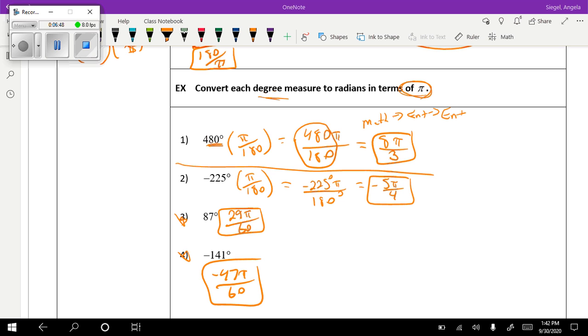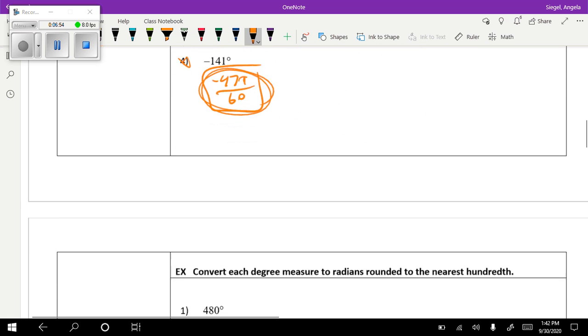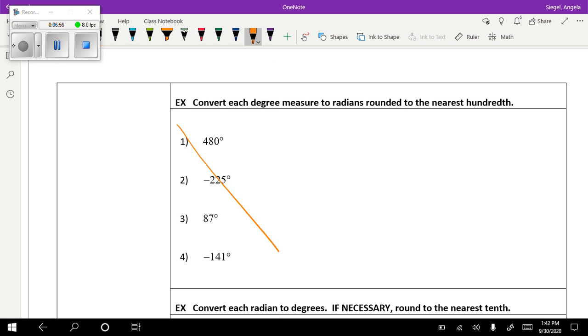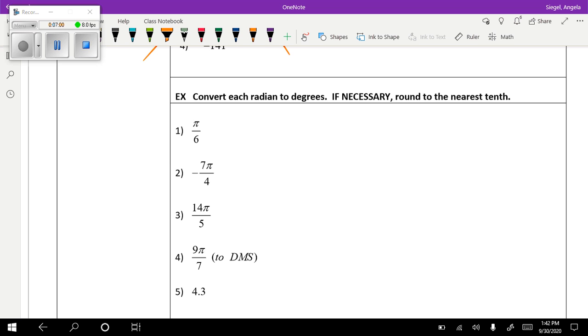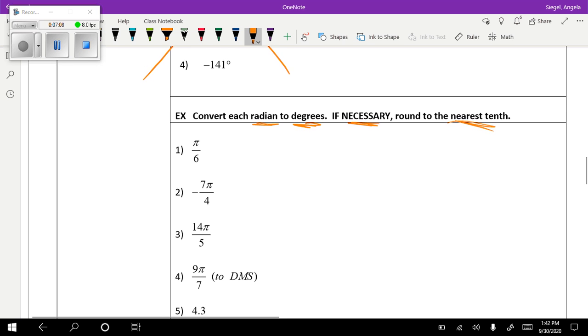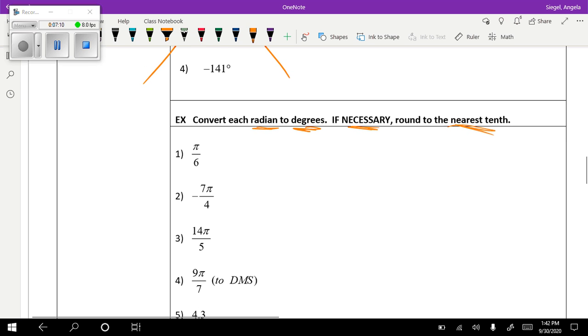Okay, so you should have gotten 29 pi over 60 once it was simplified, and negative 47 pi over 60. So we don't need that. That's a repeat of what we just did. Sorry about that. Okay, now these, we're going to go from radians to degrees. And so if we have to, we're going to round to the nearest 10.